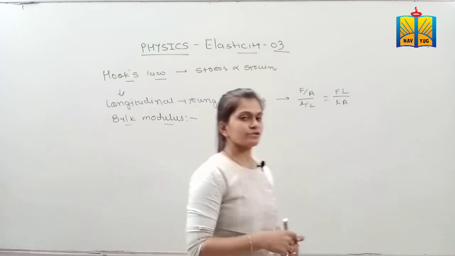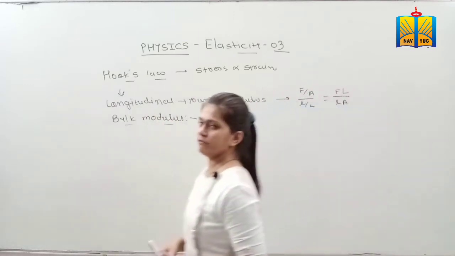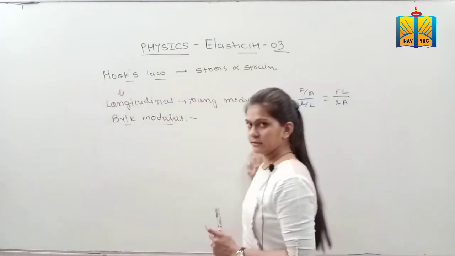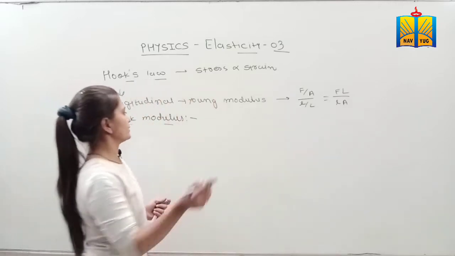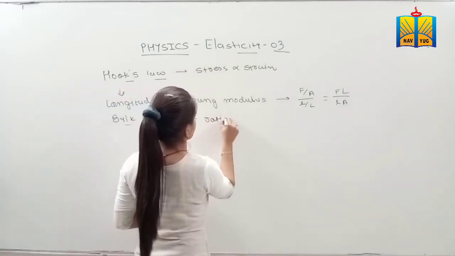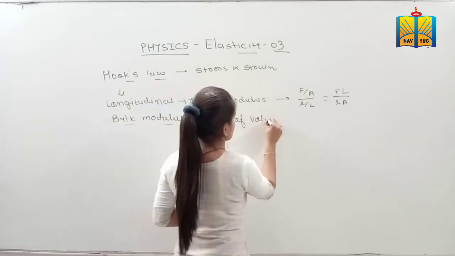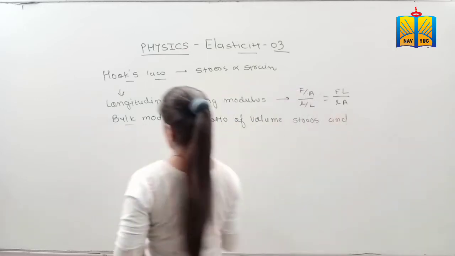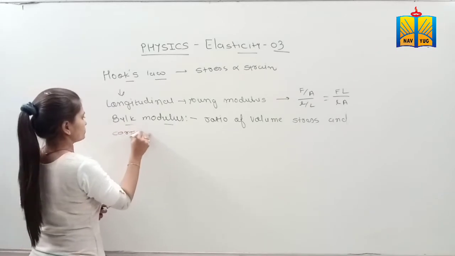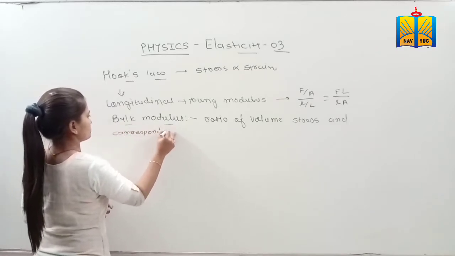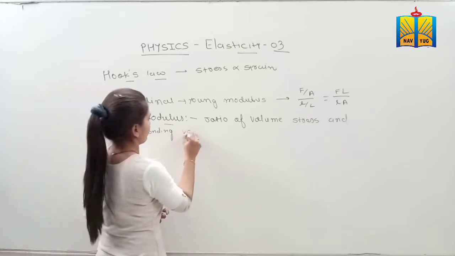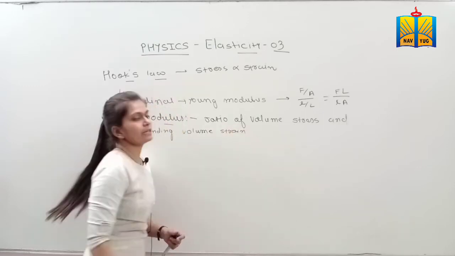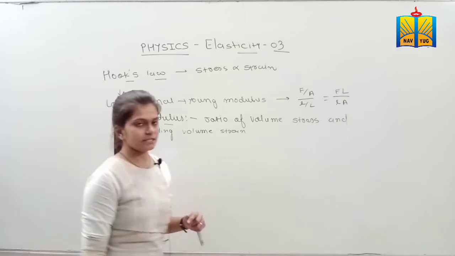When we apply force normally and uniformly, when we apply force uniformly from every side, at that time volume stress happens, right? And if volume stress happens, at that time the ratio of volume stress and the corresponding volume strain is called bulk modulus. Okay. The name of this is bulk modulus.